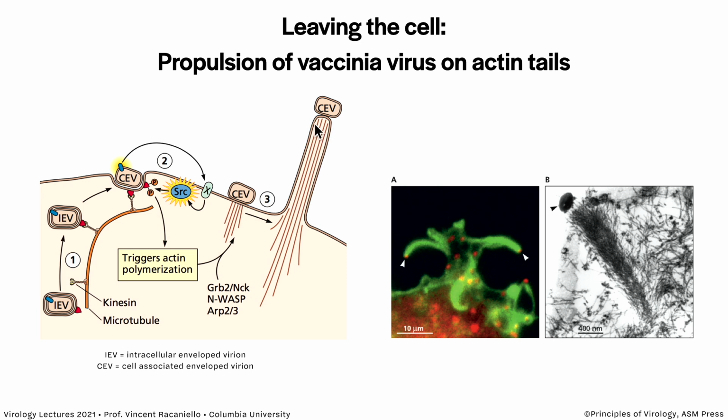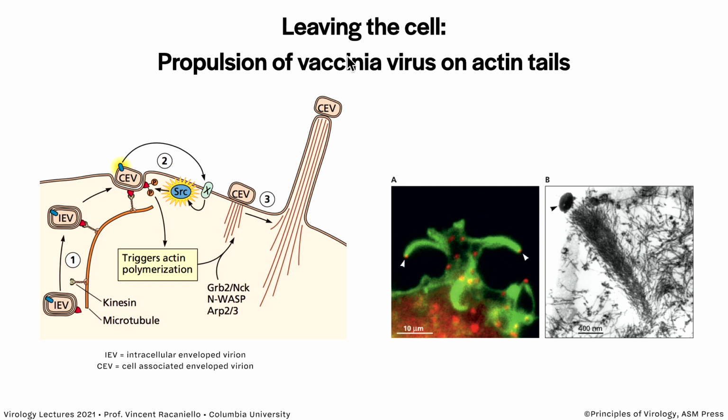Vaccinia virus, a pox virus, does it very unusually. They're propelled from one cell to another on tails made of actin. The way this happens is these particles are made in the cell, these IEVs, intracellular envelope virions. They're transported up to the plasma membrane where they fuse and they lose the outer membrane. Now they're a cell-associated envelope virion, but they don't leave the cell. They stay on the surface and they bind this receptor X, which initiates a signaling pathway, a cascade of phosphorylation that triggers actin polymerization and takes that virus and shoves it into the next cell.